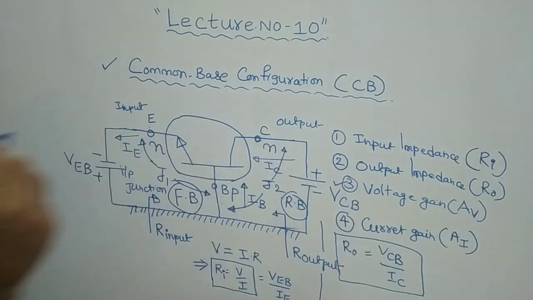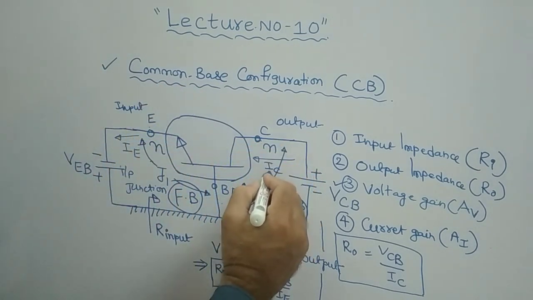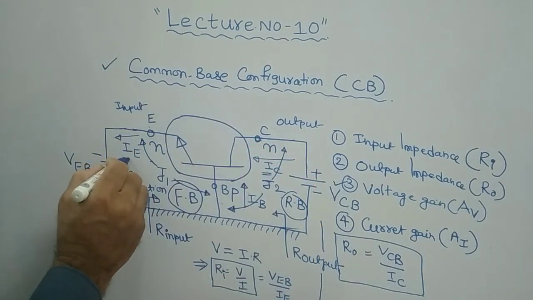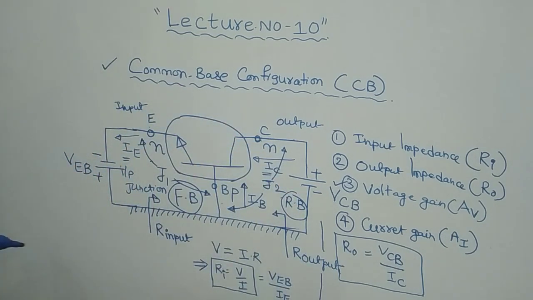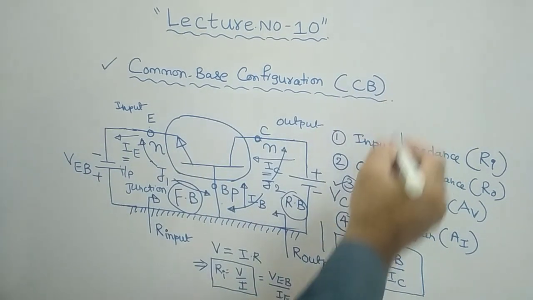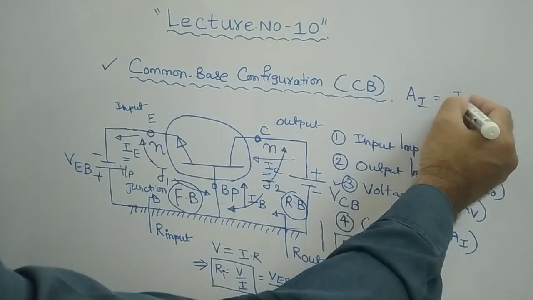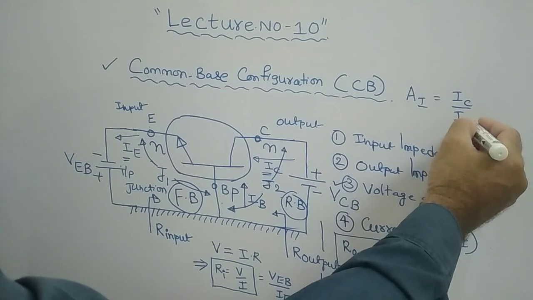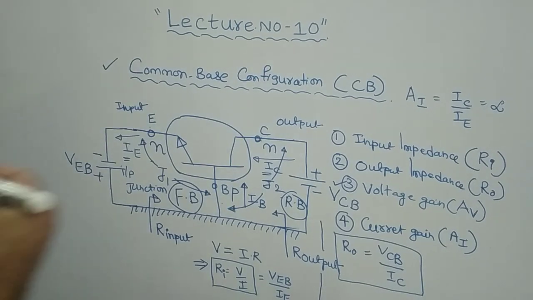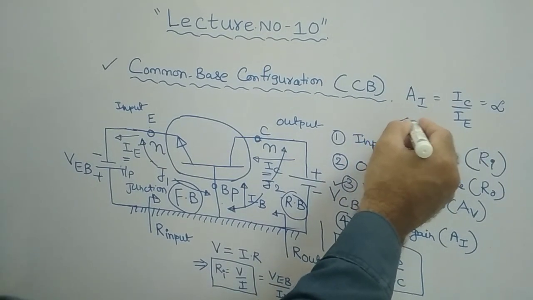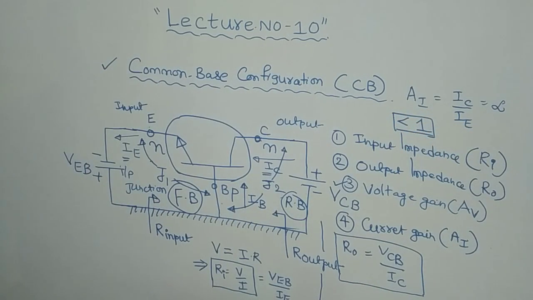And what is the current gain? Current gain is output current by input current. The output current is I_C, and I_E is the input current. Therefore, I_C by I_E. We have seen this in the previous presentation. So your current gain, A_i, is output current over input current, I_C by I_E. This is also denoted by the letter alpha, and alpha is always less than 1. Therefore, the current gain value is less than 1 here.